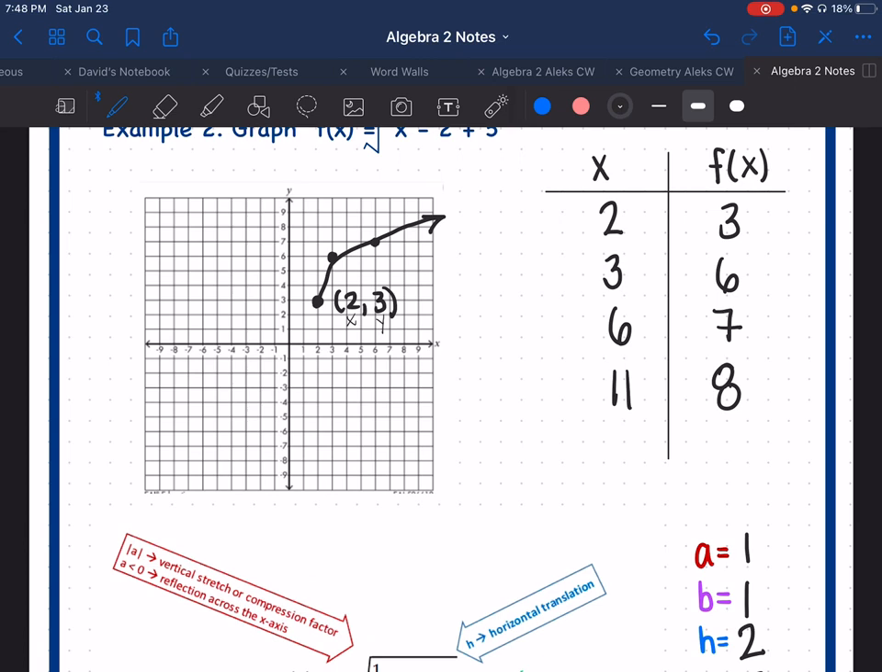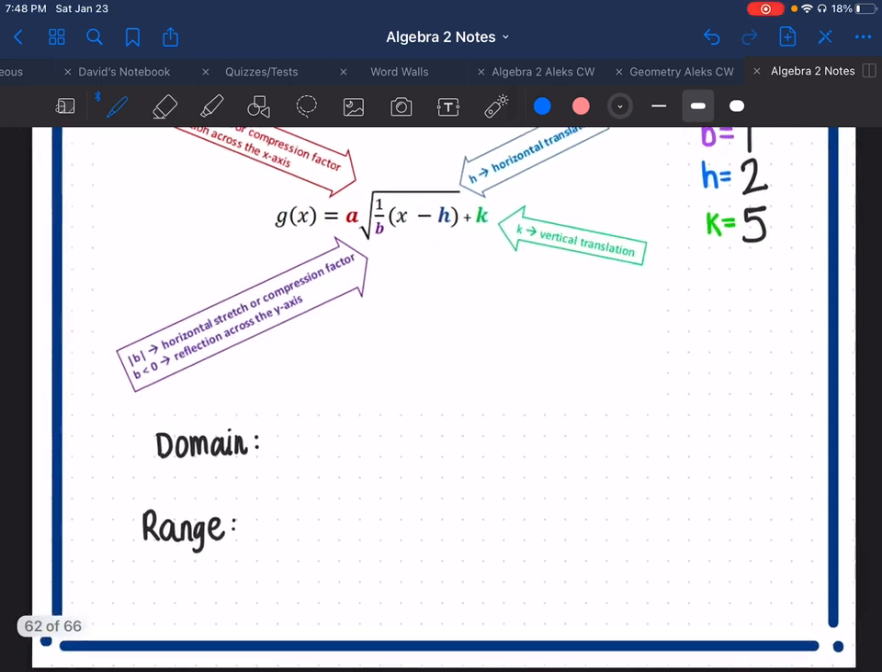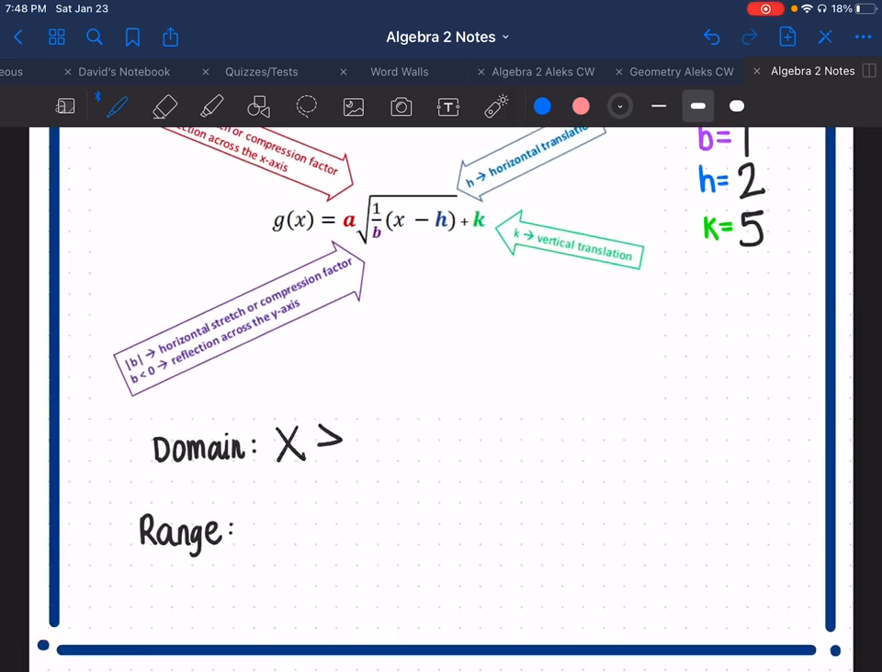Okay, so what's happening to my X's? Well, they're starting right here, and then the graph goes in this direction forever and ever. So if I pull that to the X axis, it's starting right here and going onward. So this is how Alex wants you to write the domain. X is greater than or equal to 2. Or you could write it in interval notation, 2, infinity. But Alex wants it written X is greater than or equal to 2.